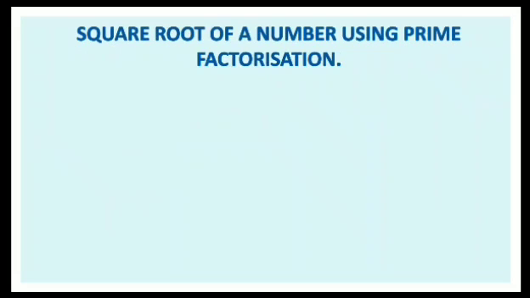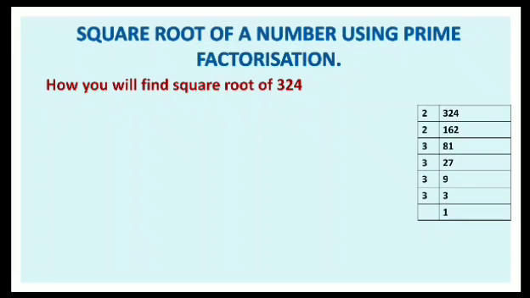Let's discuss one more example. How will you find the square root of 324? Again, we will break 324 into its prime factors by the LCM method. Therefore, the square root of 324 is equal to square root of 2 multiplied by 2 multiplied by 3 multiplied by 3 multiplied by 3 multiplied by 3.